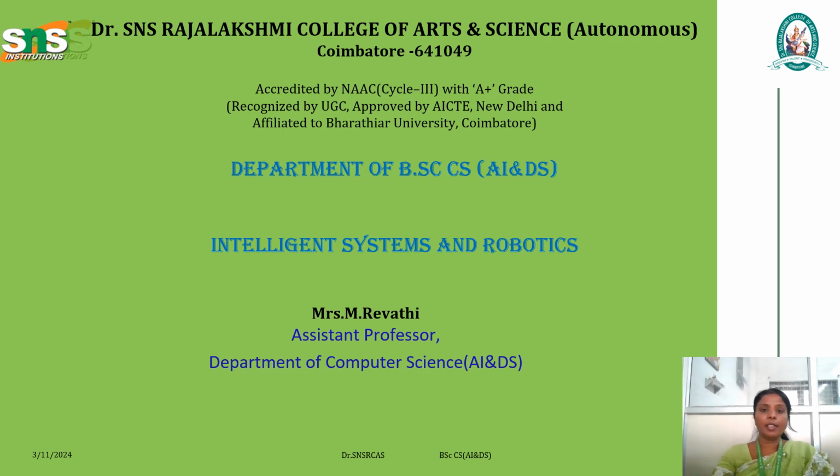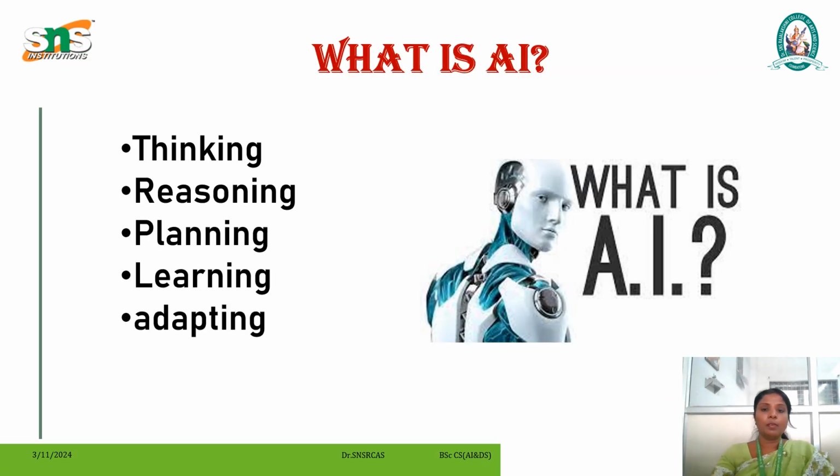In this series, we are discussing the intelligent system and robotics. In this class, we are going to see what is AI, that is, what is artificial intelligence. So in general, it means a machine that exhibits some characteristic of intelligence, such as thinking, reasoning, planning, learning and adapting. It can also mean a software program that can simulate thinking or reasoning.